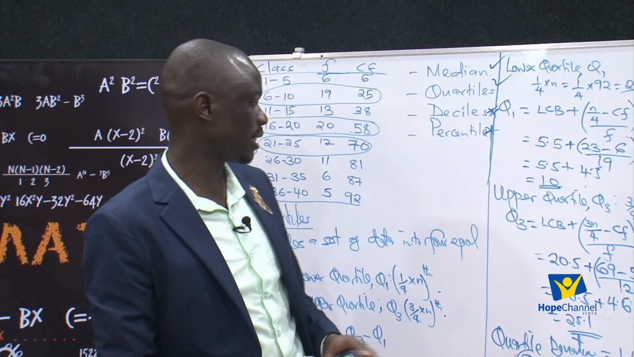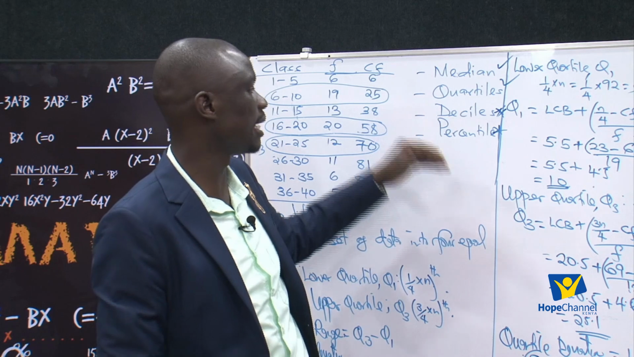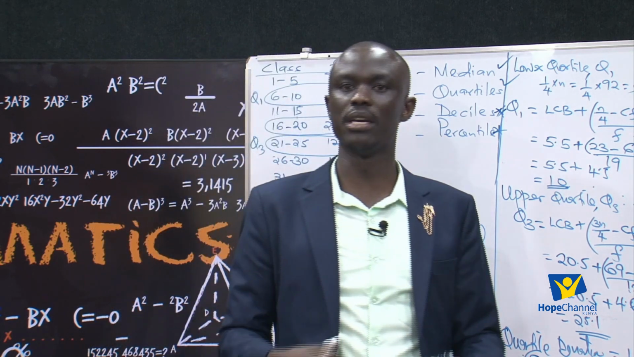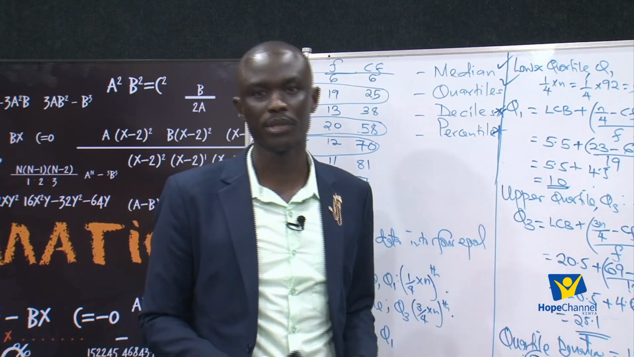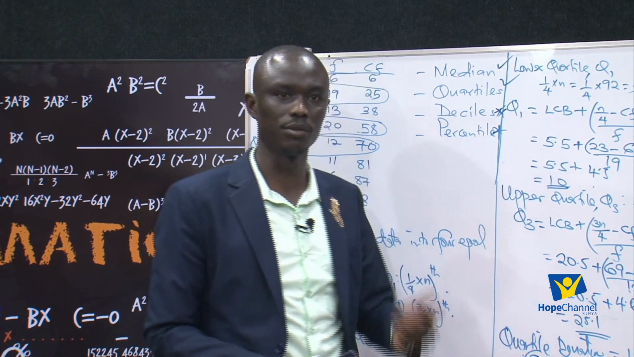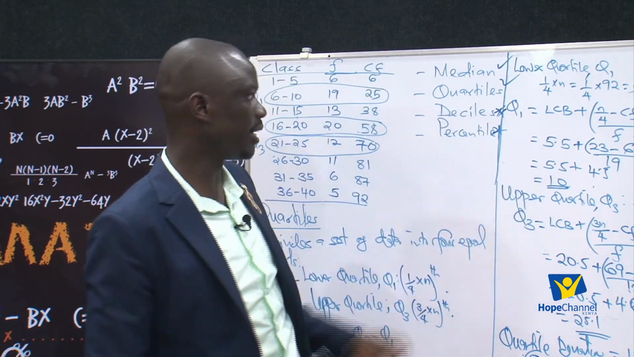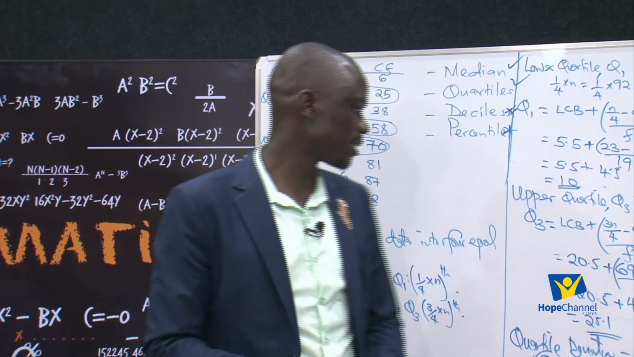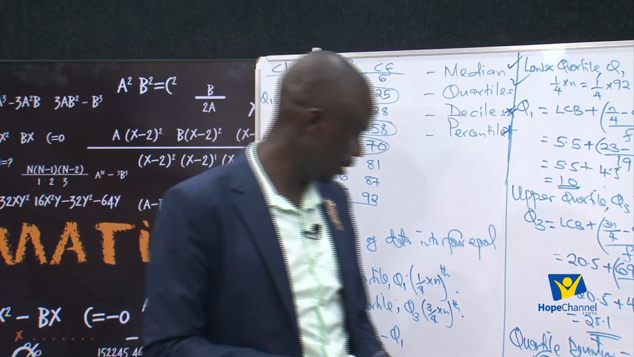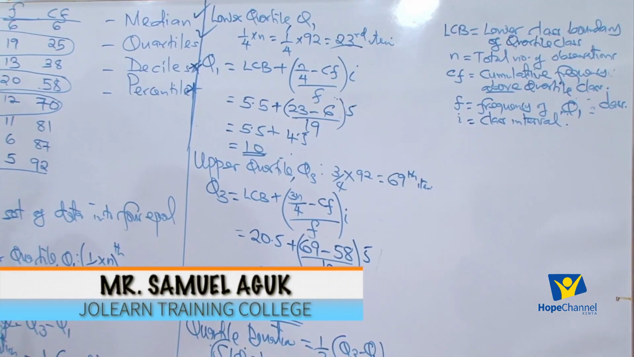In our other series, you'll also be learning how we can calculate the median, the quartiles, the percentiles, as well as the deciles using graphical illustrations, that is, using what is called the cumulative frequency curve. So you can use the cumulative frequency curve, without going through this formula, to calculate the median, the quartiles, the deciles, as well as the percentiles.